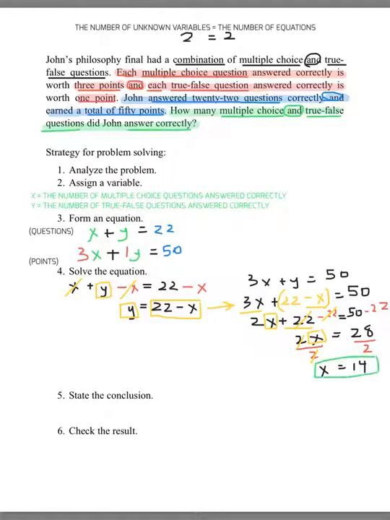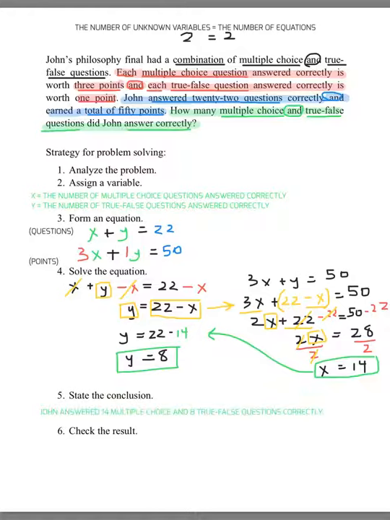And now that we know the value for x, we're going to substitute that into the first equation to find the value of y. So we're going to have y is equal to 22 minus 14. So we're left with y is equal to 8. Now we know both the values of x and y, so let us state our conclusion clearly. John answered 14 multiple choice and 8 true-false questions correctly.